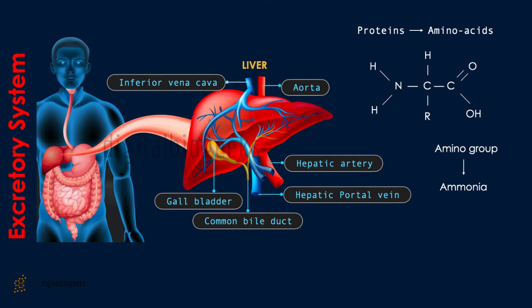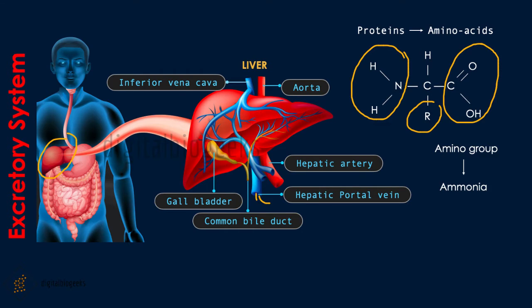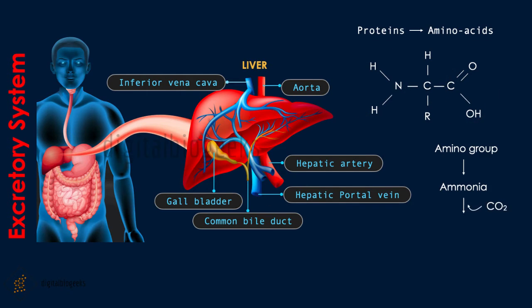This ammonia travels from the small intestine to the liver through the hepatic portal vein. Through this vein, the ammonia enters the liver. Then the ammonia enters the mitochondria inside the cell. Inside the mitochondria, the ammonia is combined with carbon dioxide and finally urea, which is a less harmful product than ammonia, is formed. Then this urea is released into the bloodstream.